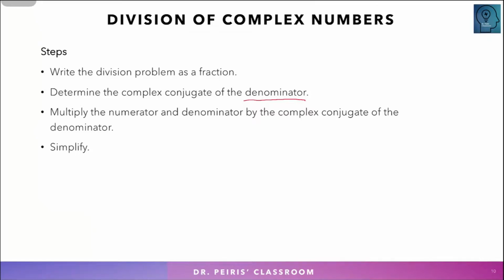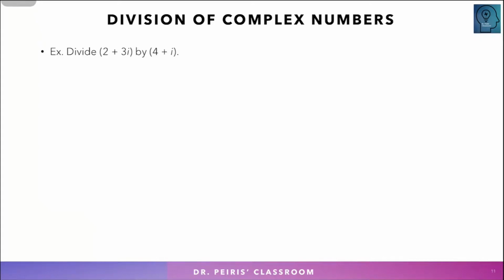So let's see some examples. The first example: divide 2 plus 3i by 4 plus i. First you're going to write it as a fraction. So what goes to the numerator? 2 plus 3i, and we divide this by 4 plus i. Now what is the complex conjugate of the denominator? The denominator is 4 plus i, and the complex conjugate is 4 minus i.